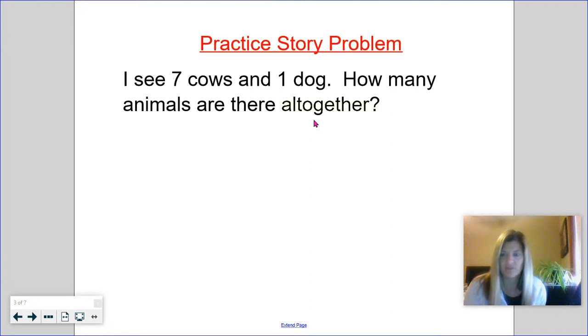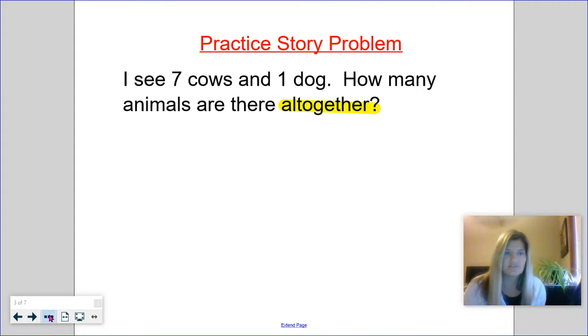Oh, I hope you heard that important word to tell us if we're going to add or subtract. You're right. The word is all together. All together is telling us that we are going to add. So boys and girls, pick up your pencil. The first thing we need to do is listen to our story again and then start writing our circles. Because remember, we're not going to draw cows. We're not going to draw dogs. Instead, we're going to represent our cows and dogs with circles.